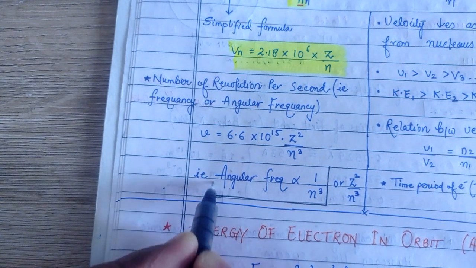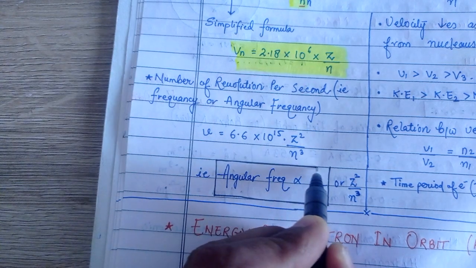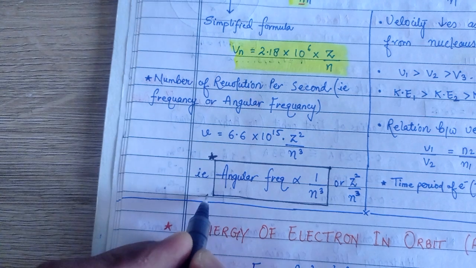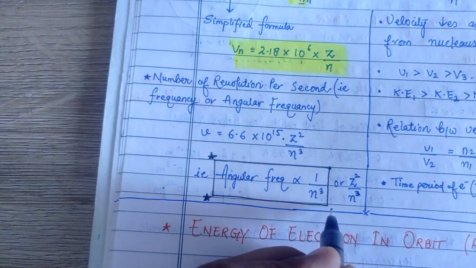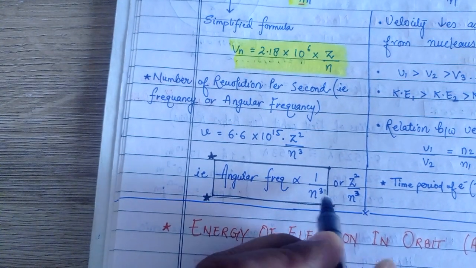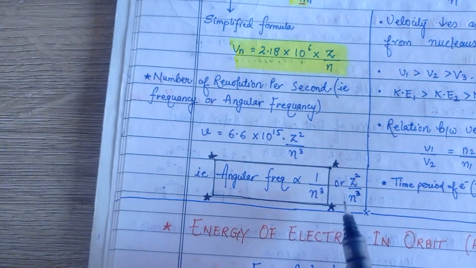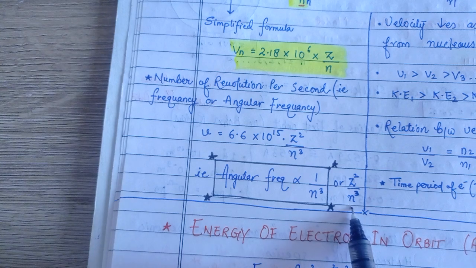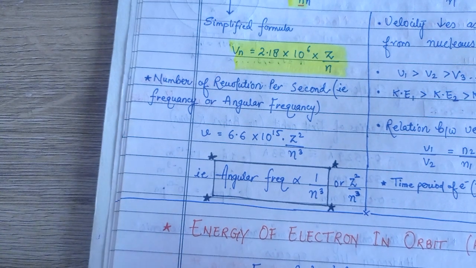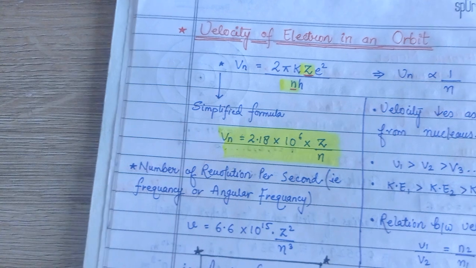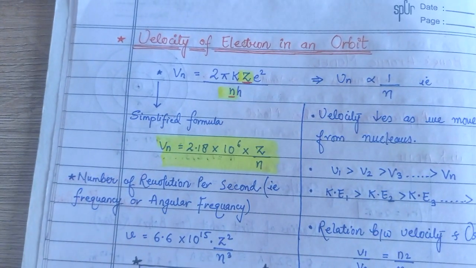Why am I writing this? Because this question was directly asked. You can cross-check in other examinations' previous year question papers. They are asking what the relation is between the angular frequency and the orbit number. So this is important. I derived this conclusion from the formula that I already explained to you. This is the brief about the velocity of electron in an orbit of hydrogen and hydrogen-like species. This is all about the velocity of electron in an orbit.